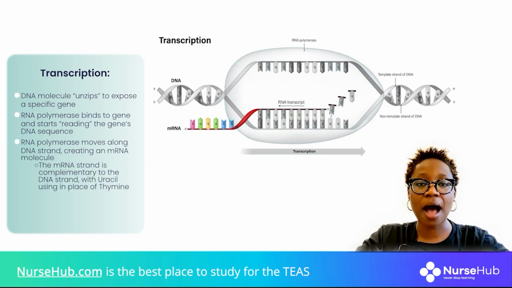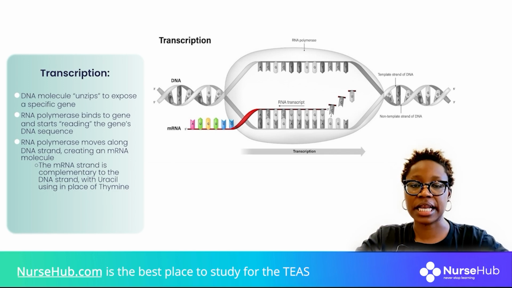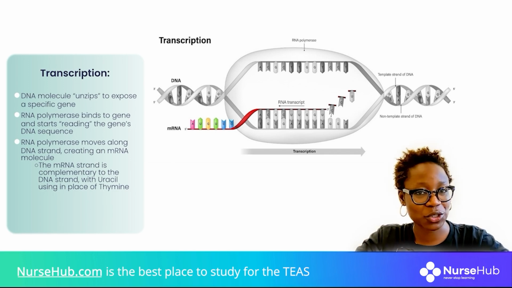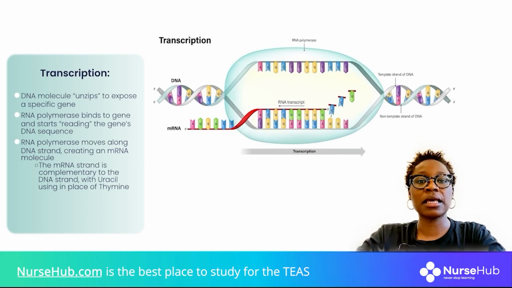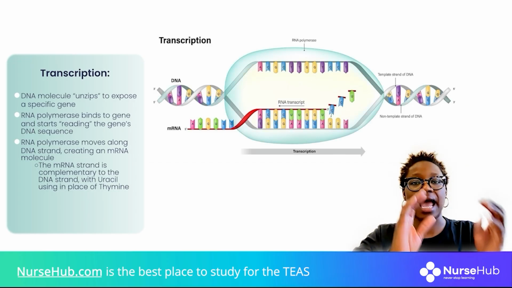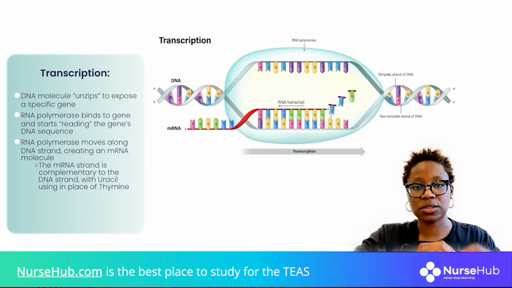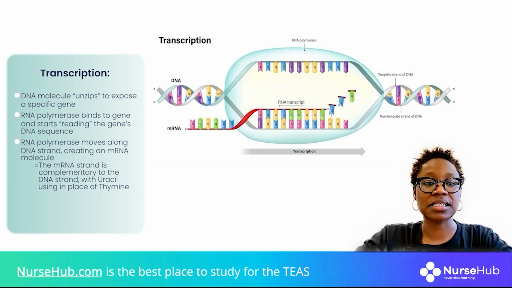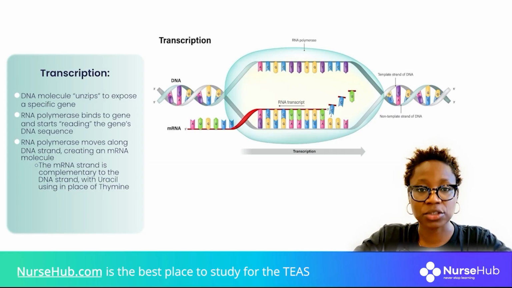As the RNA polymerase moves along the DNA strand, it creates a single-stranded molecule called messenger RNA, or mRNA. The mRNA molecule is complementary to the DNA strand, right? So that means it's adding the opposite of what it sees or what it reads. This means that it is used to make a base pairing to create the new RNA strand.